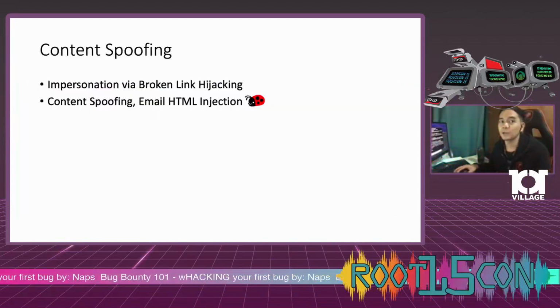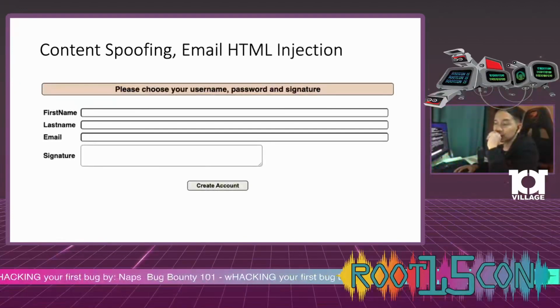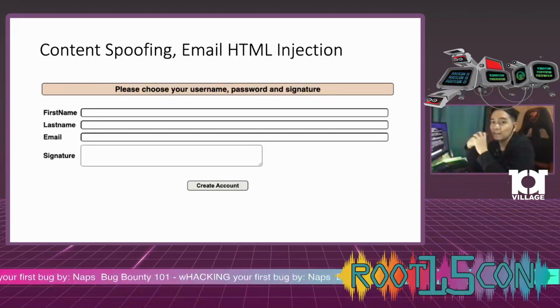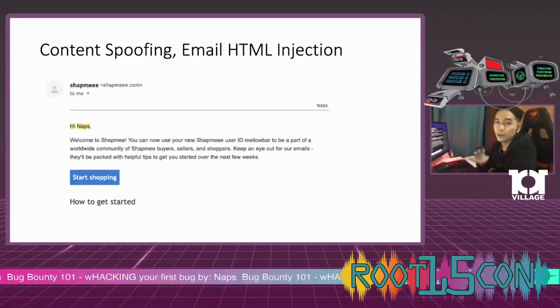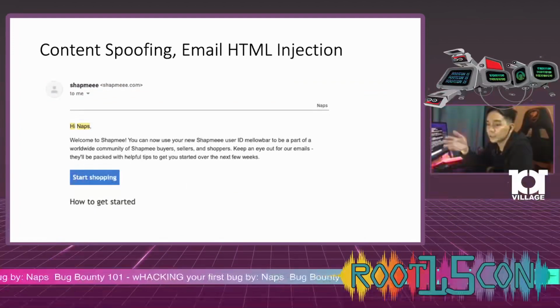So let's move on to content spoofing email HTML injection. An email HTML injection can exist everywhere, especially if there's an email. This is usually found in account registration and profile pages, because you could change your first name and last name. In this example, we will be using account registration. Normally we will input our first name and last name here. Upon registration, you will receive this kind of email. Since I inputted naps in the first name, I will receive hi naps.